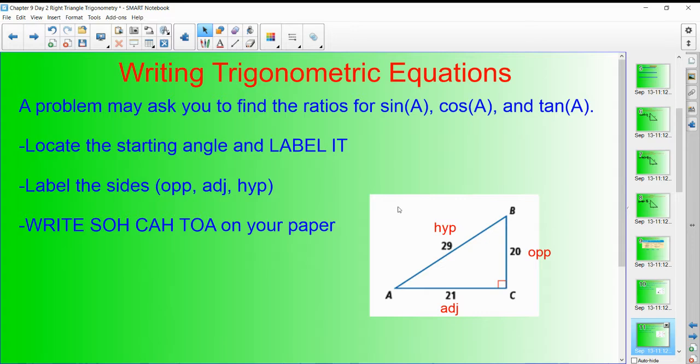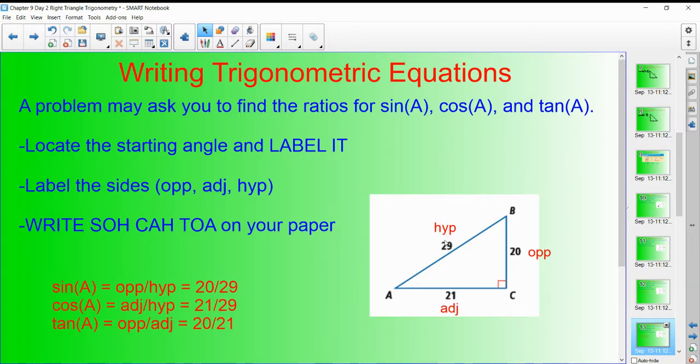Okay, now if it asks for sine of A, okay, it wants opposite over hypotenuse. So the sine of A is 20 over 29. If it wants me to do the same thing with cosine and tangent, I can do that. Cosine's adjacent over hypotenuse. Tangent of A is opposite over adjacent, 20 over 21. Okay, be careful. Remember which ratio am I looking for? Sine is opposite over hypotenuse. I know the two numbers. I know which fraction I have to make, and I do it well.